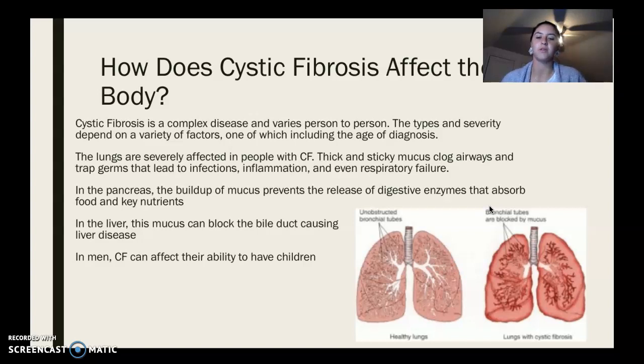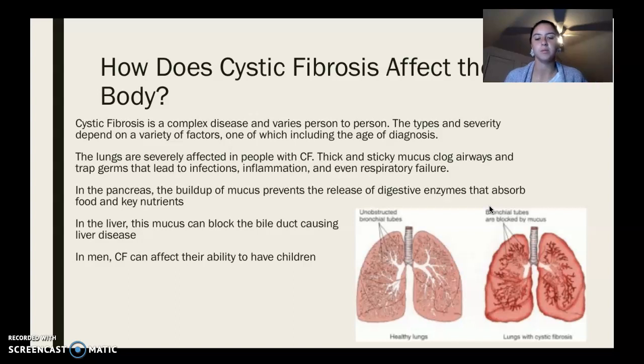The lungs are severely affected in people with CF. Thick and sticky mucus clogs the airways and traps germs, which, as I said, leads to infections, inflammation, and even respiratory failure. So in the picture below, you can see a picture of healthy lungs on the left. They're unobstructed bronchial tubes, so it's a normal airway. And on the right, there's lungs with cystic fibrosis, where you can see there's infection, inflammation. The bronchial tubes are blocked by that mucus that I was talking about.